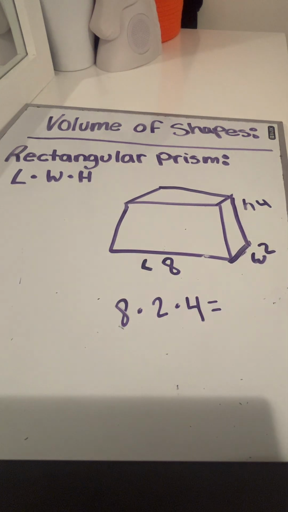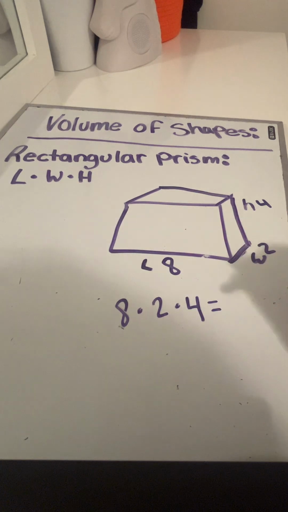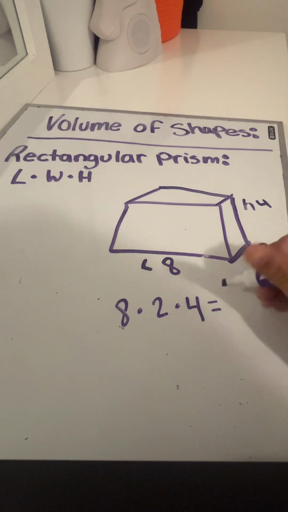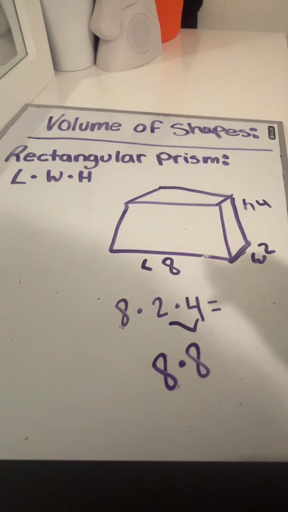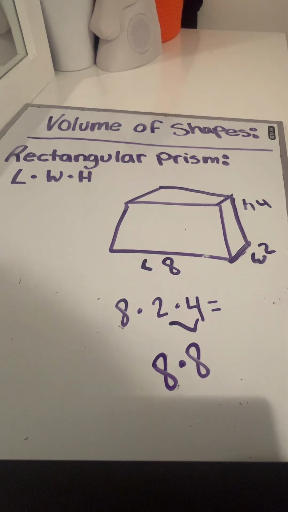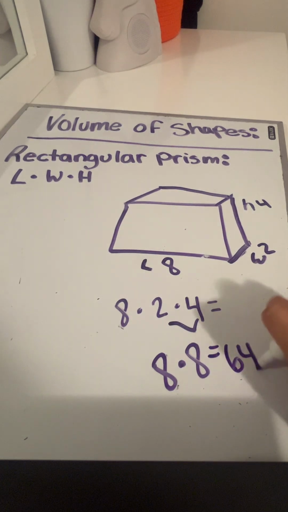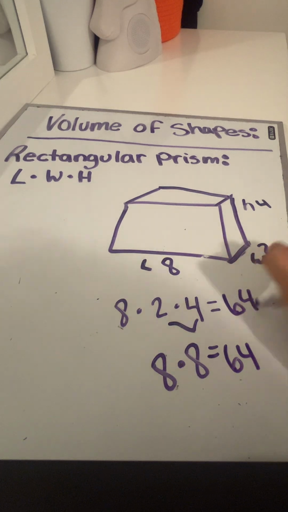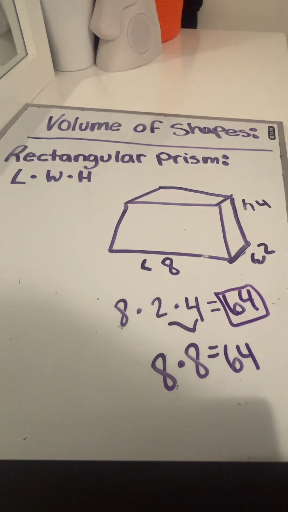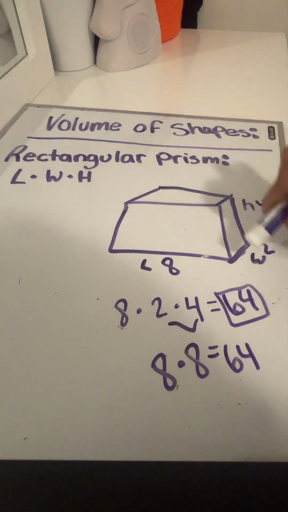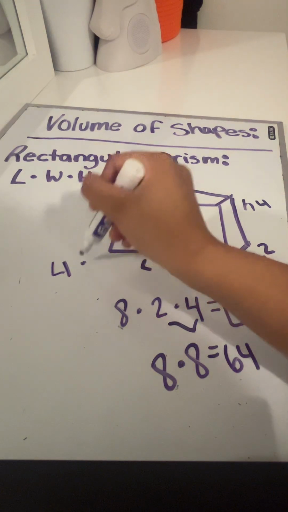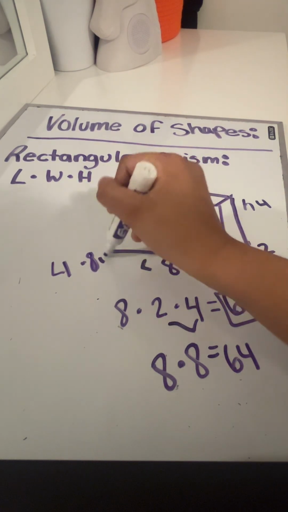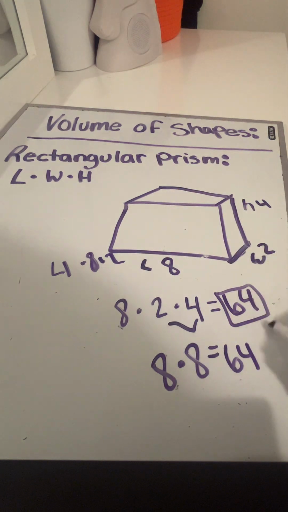It doesn't matter. So you could do 2 times 4, which gives us 8. And then you just have to do 8 times 8, which gives us 64. So our answer will be 64. And that's how you find the volume of a rectangular prism. You just do the length times width times height. It does not matter the order. You could do 4 first times 8 and then 2. Each way you do it, you're still going to get your answer of 64.